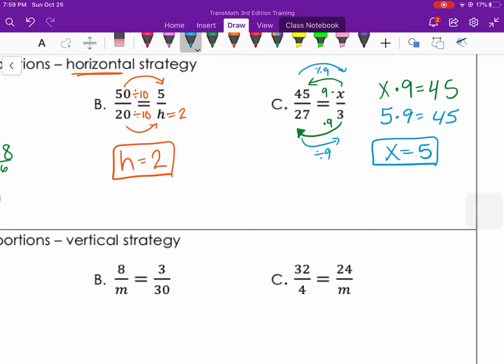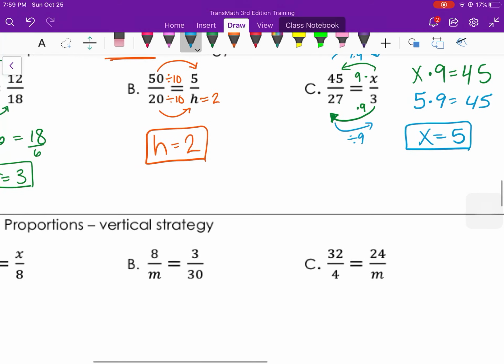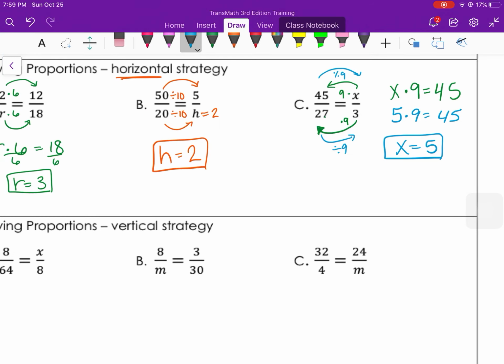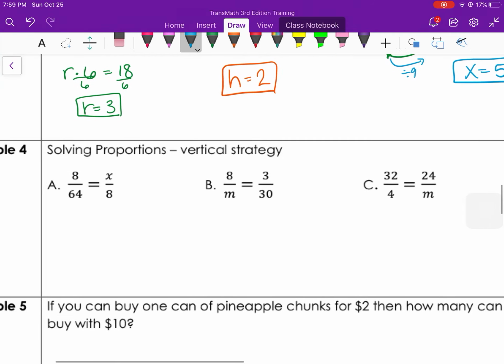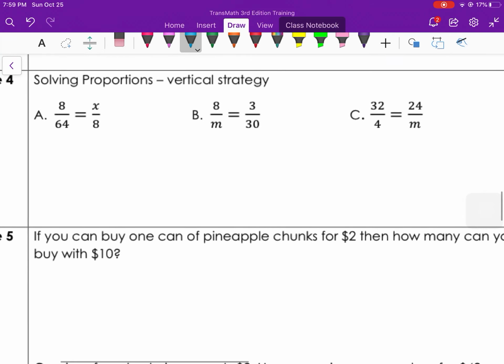Remember that multiplication and division are inverse operations, so you can use either one. But that's the horizontal strategy, solving it from right to left. You know that they're equal, so whatever you do to the top, you do the same thing to the bottom. You can also solve proportions using the vertical strategy, so from top to bottom or bottom to top. So essentially using multiplication or division every time though.